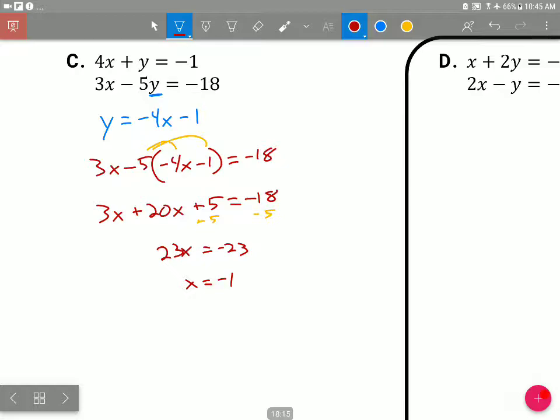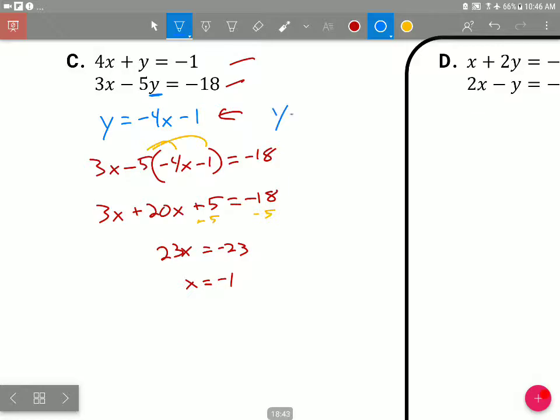X equals negative 1 for your answer. Sweet. All right, what's the last thing you're going to do with that? Yeah, plug it in. Which equation you want? You want the first one, the second one, or the one you made? Yeah, the one you made is almost always going to be the easiest one. I say almost because I can't think of a reason it wouldn't be.